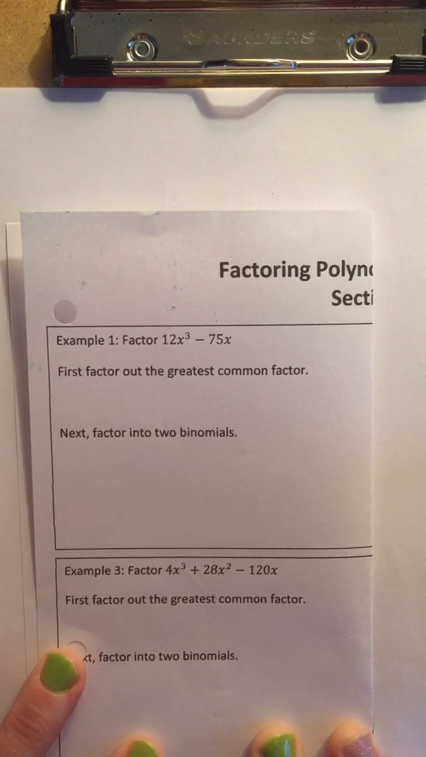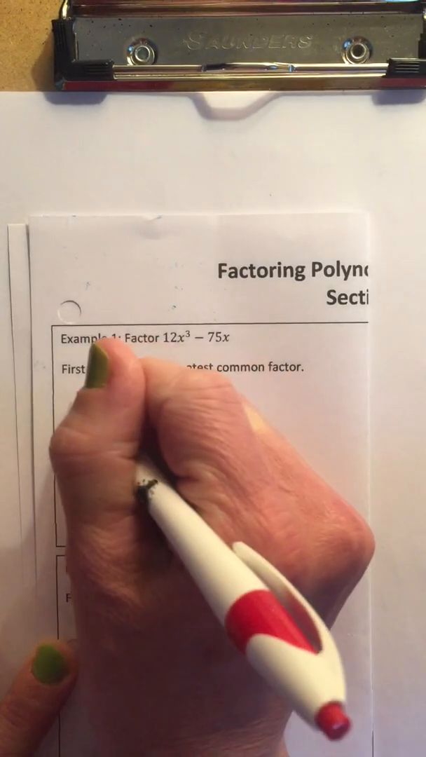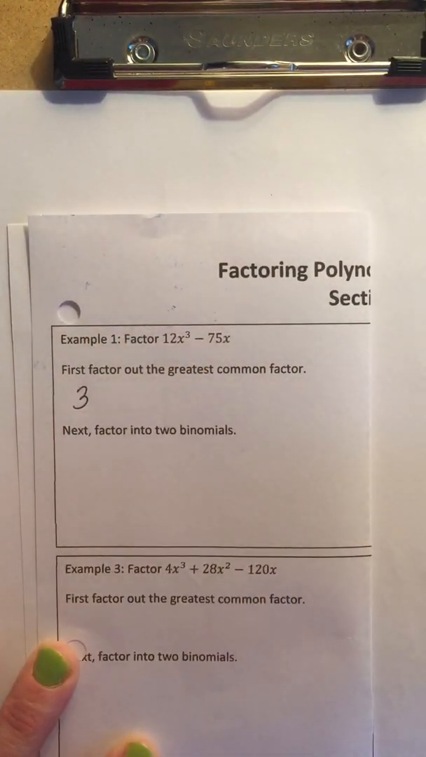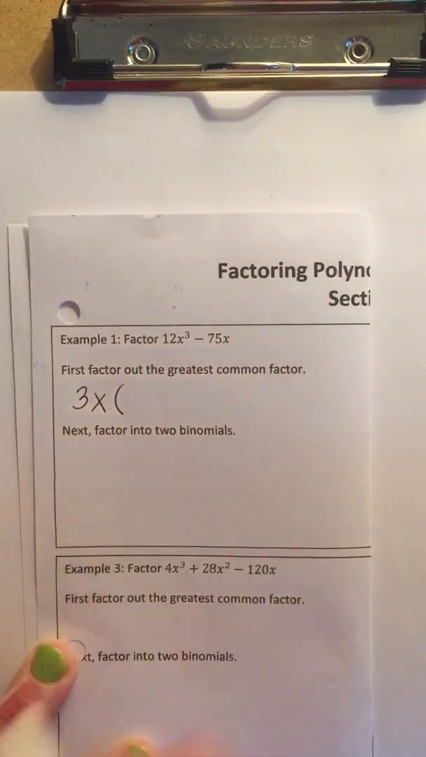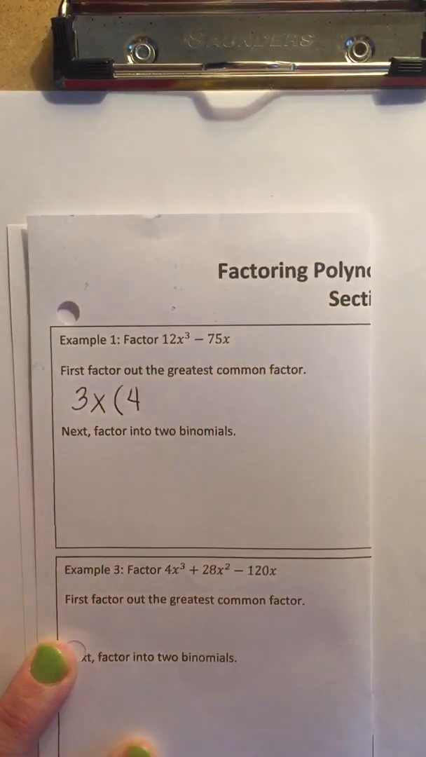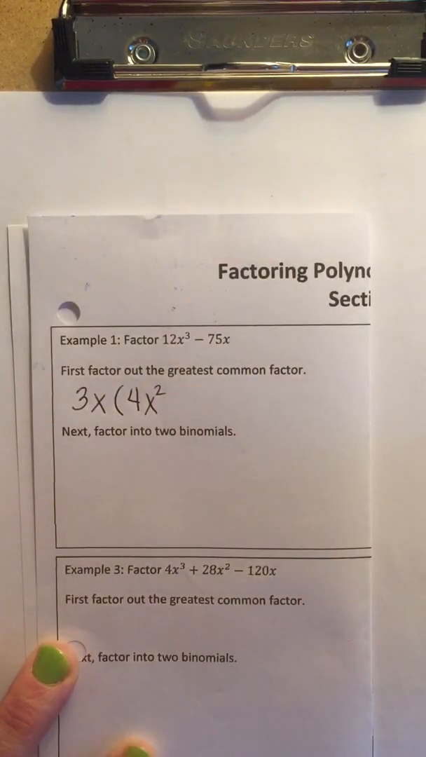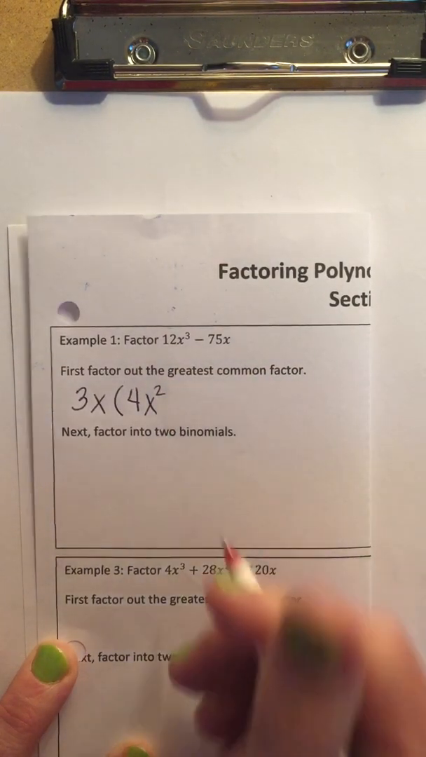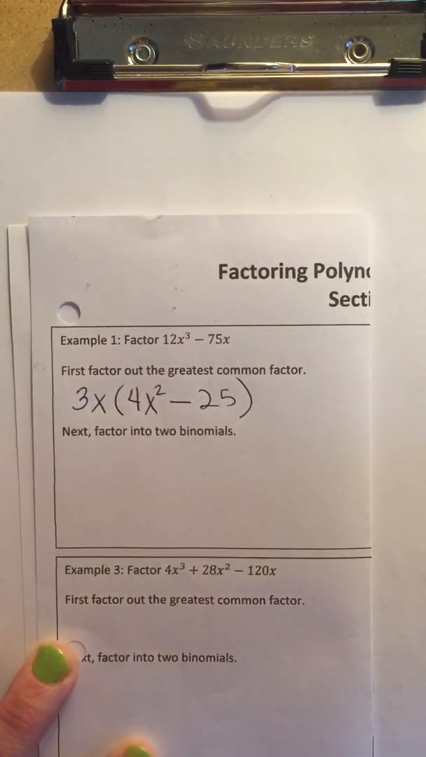The first thing we want to do is factor out the greatest common factor. 12 and 75 both have a factor of 3. And x cubed and x both have a factor of x. If we multiply 3 times 4, we get 12. And x times x squared gets us back to our x to the third, x cubed, minus 3 times 25, 75, and we already have our x term.